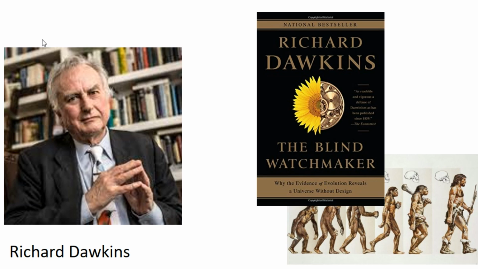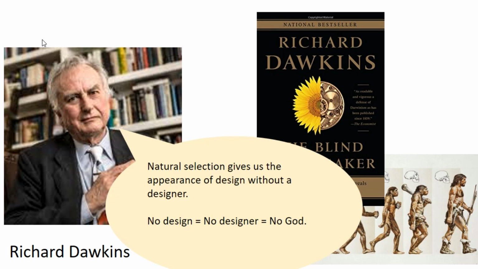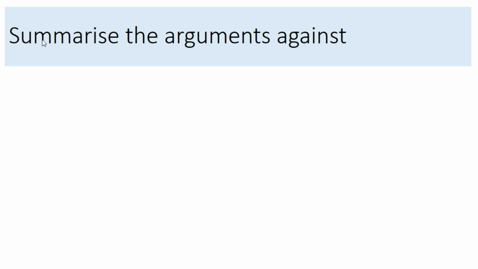So Richard Dawkins, one of his most famous books is called The Blind Watchmaker. And of course, you can see there that that's a direct criticism of William Paley's watchmaker analogy. He's saying that natural selection gives us the appearance of design without actually needing a designer. And so there's no design, there's no designer, and therefore there is no God.